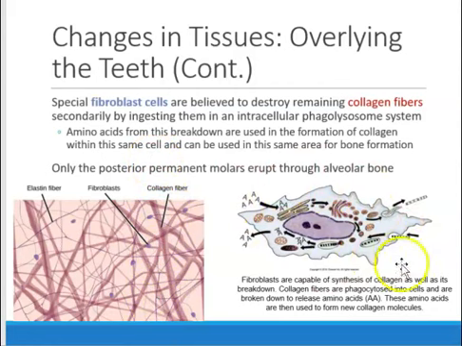If we look at the fibroblast cell, it's really interesting what they do. They not only destroy the collagen fibers, but they also make collagen fibers. So this here is the collagen fiber. You can see they're going into the fibroblasts, so fibroblasts are eating up the collagen fibers. Then amino acids are released, and the amino acids help make the new collagen fibers. So the collagen fibers are getting destroyed, eaten up, and it mixes with the amino acids and makes new collagen fibers at a later time.